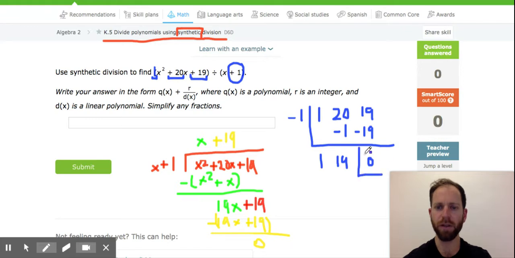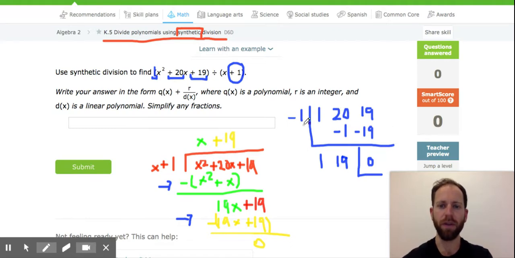Okay? So as you can see, there's a lot of similarities between synthetic division and long division. Notice that this negative 1 is because we kept subtracting here, right? We were subtracting here. We were subtracting here. That's why this positive 1 becomes a negative 1. And then when we're just bringing this down, what we're doing is we're doing this step, right? We're bringing down 19x plus 19. We're bringing down the remainder of 0.